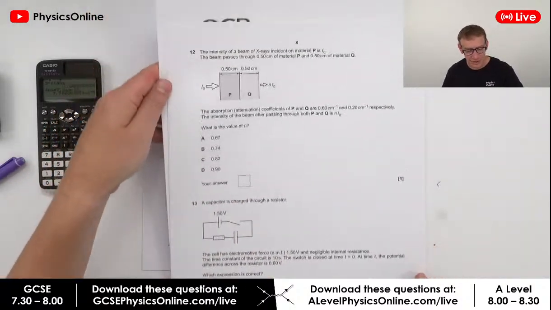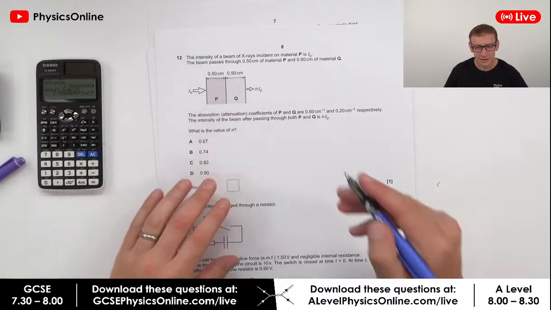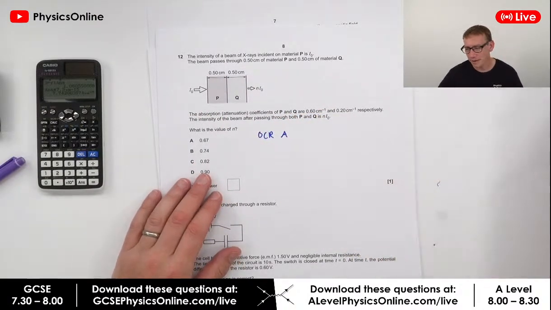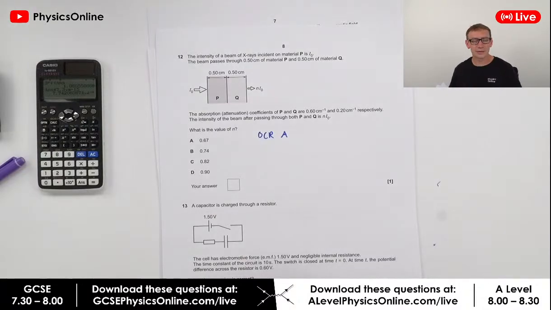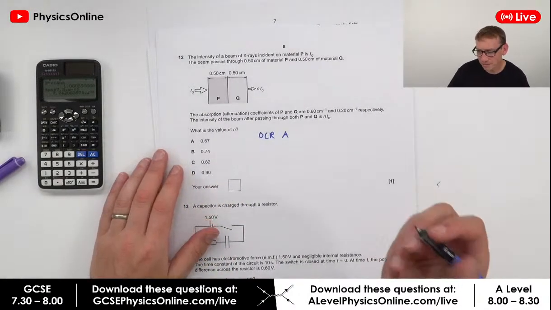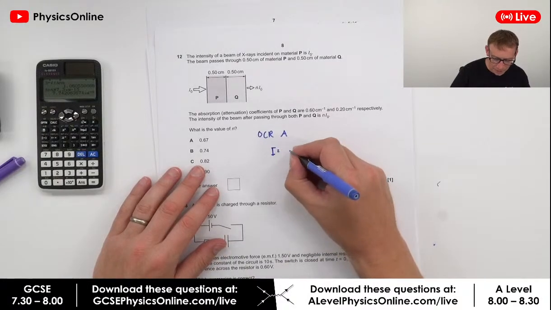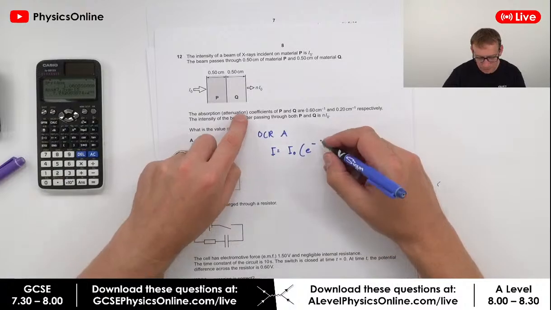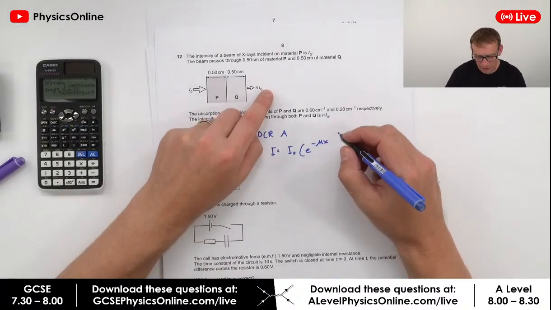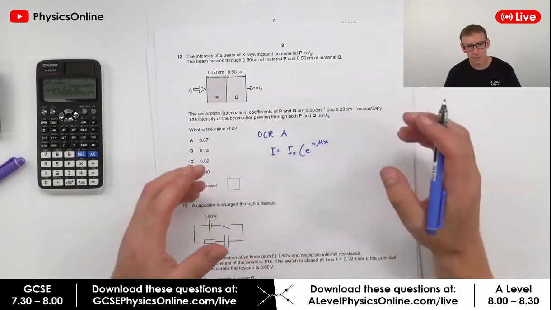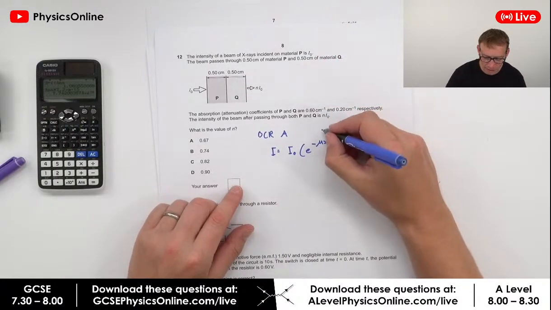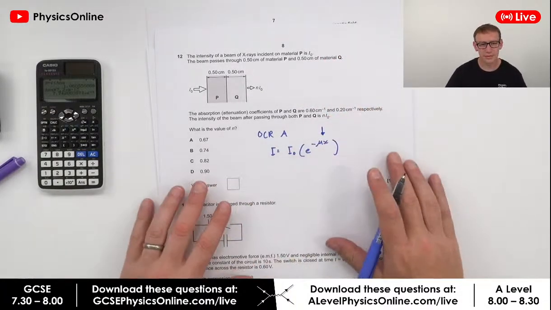Okay, right, so that one there was number 11. Number 12. Okay, I thought this was a difficult question. Now this question is OCR specification A only. Basically we want to look at the way that X-rays are attenuated. The intensity is going to be equal to the initial intensity times e to the minus mu x, multiplied by the attenuation coefficient of the next one. And we're going to look at effectively the total attenuation coefficient of that.